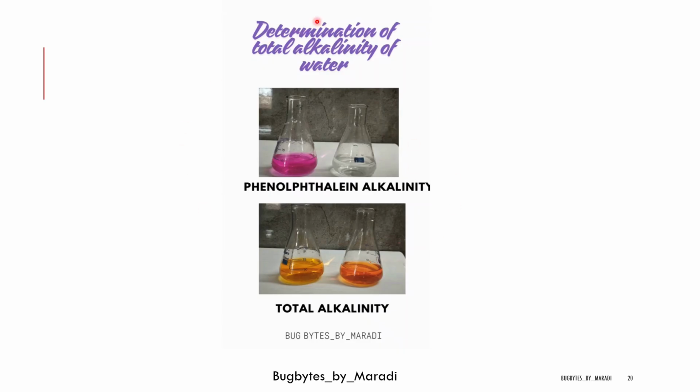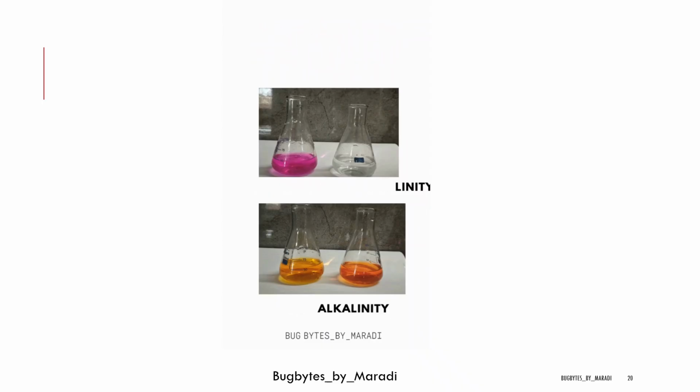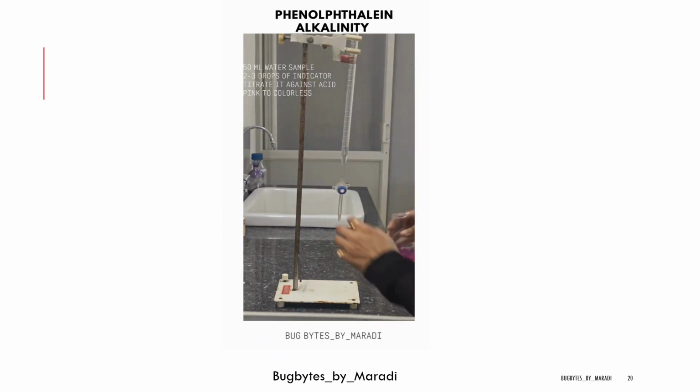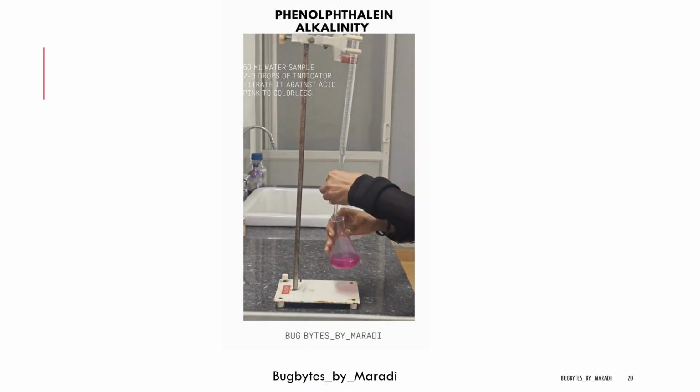Ever wondered how much alkaline your water really is? Alkalinity is the water's ability to neutralize acids, mainly due to bicarbonates, carbonates, and hydroxide. To check the phenolphthalein alkalinity, take 50 ml of water sample, add 2 to 3 drops of phenolphthalein indicator, and titrate it against acid like 0.1 normal HCl or sulphuric acid until the pink color turns colorless.